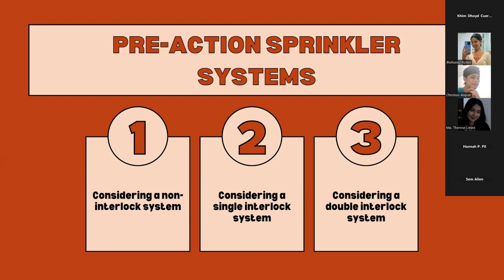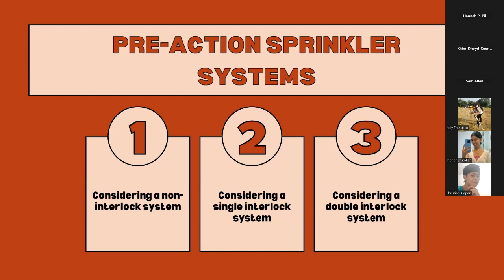And the disadvantage is potential for false activation. A single detector may malfunction, which could trigger the system accidentally. And the third consideration is a double interlock system. In this consideration, the sprinkler system's valve is opened by two independent fire alarm system detectors. This means that two detectors must be activated before water is released.